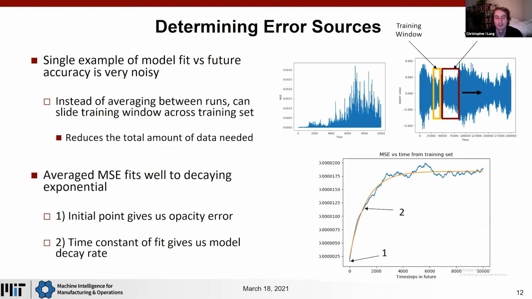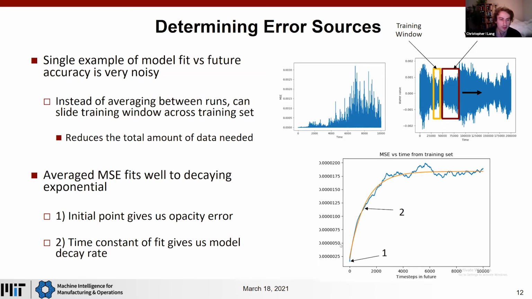So I did this with data that was simulated from that system, where I ended up fitting a model on one section in time, predicting future values, and then sweeping this training window across the training data set in order to get more of an averaged graph of prediction time in the future versus model error.